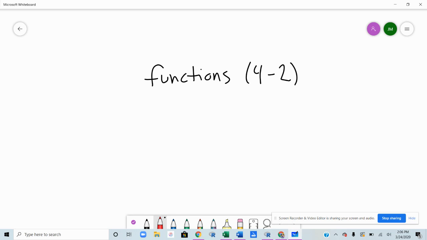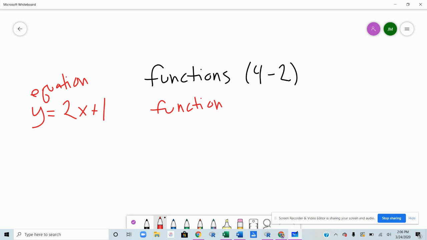There's a difference between an equation and a function, and it's a very simple difference. An equation would look something like this: y equals 2x plus 1. This is an equation. Whereas a function replaces the y with f of x.